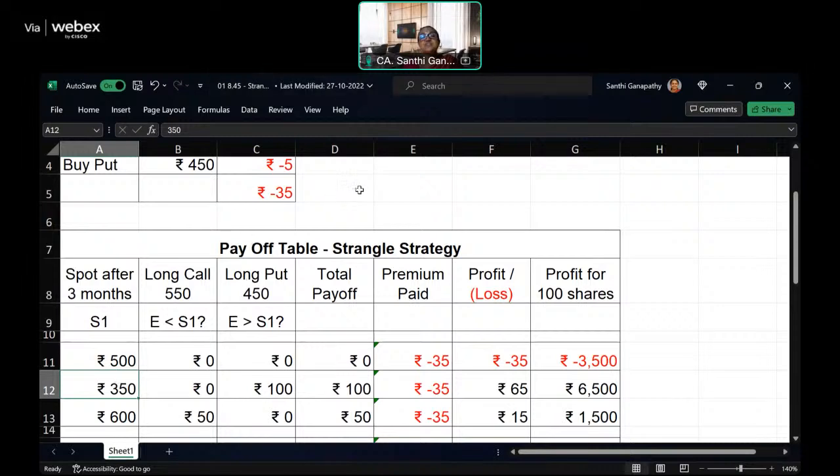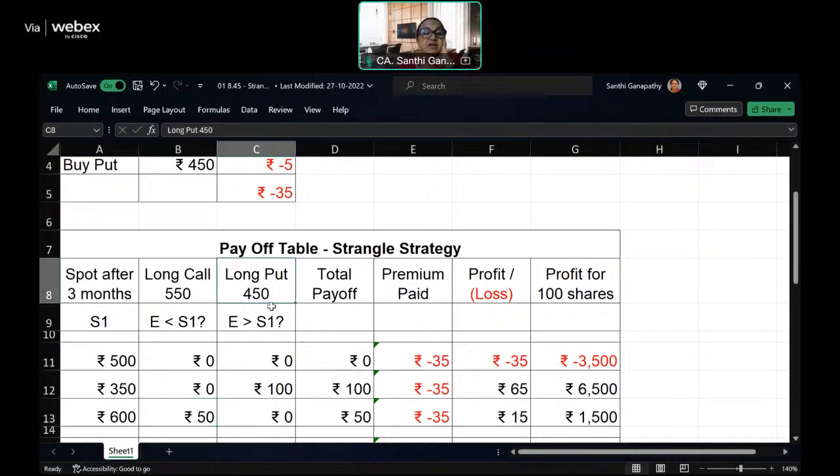Option, remember, is a special contract. I have no obligation. Therefore, will I exercise that? No, I won't exercise that also. If it is 600, will I exercise? Yes, I will exercise, because in the market it is at 600, but I have the option to buy it at 550. I can buy it at a lower price. Therefore, I will exercise and I'll get 50.